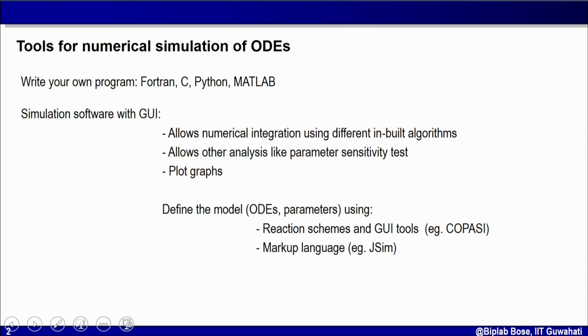Particularly, I will focus on one freely available software called JSim that you can use to solve ordinary differential equation based models. So let us look into the different options that you have at hand to simulate ordinary differential equation based models using some programming language or by using some ready-made software. There are many programming languages, starting from Fortran, C, Python, that you can use depending upon your experience and ease to write your own code to solve an ordinary differential equation based model.